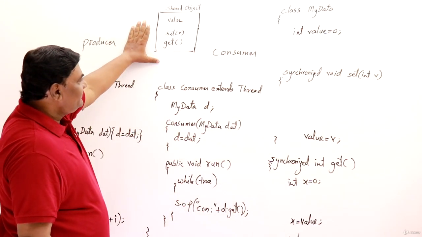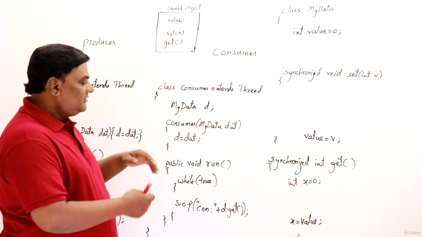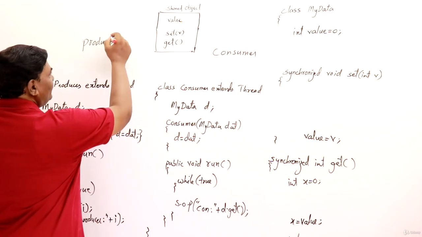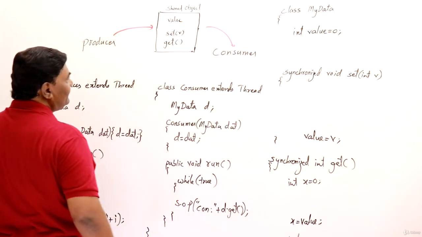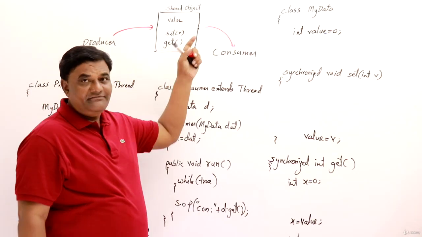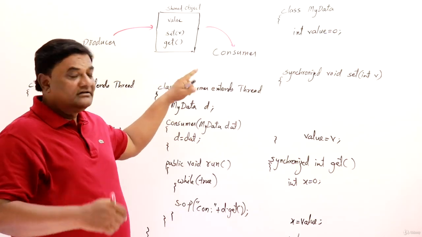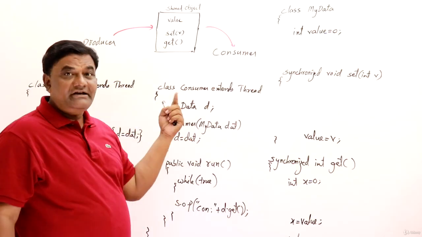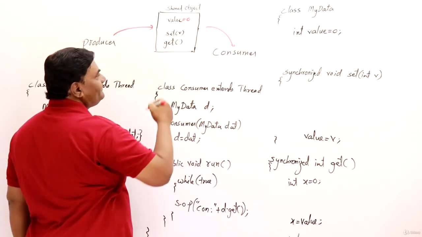There is a shared object, right? And producer, consumer. Producer will be writing in the shared object and consumer will be reading from the shared object. And the shared object is having three things. One is data, that is value, one value, and a set method for writing, a get method for reading this value. Initially, let us say this value is 0.